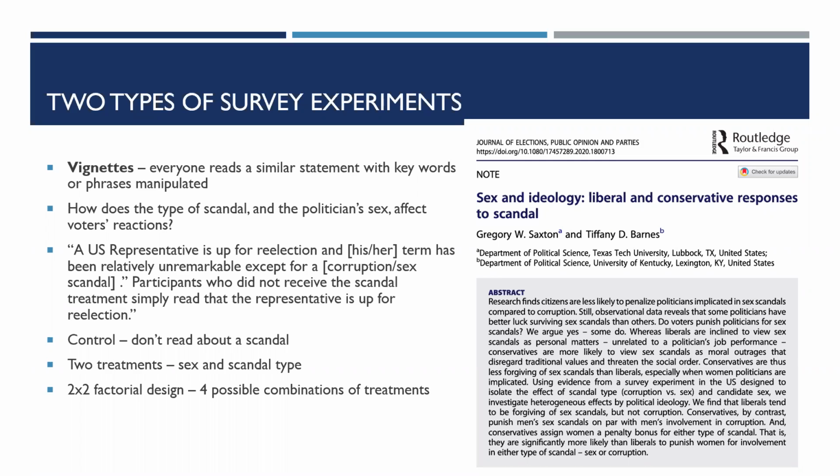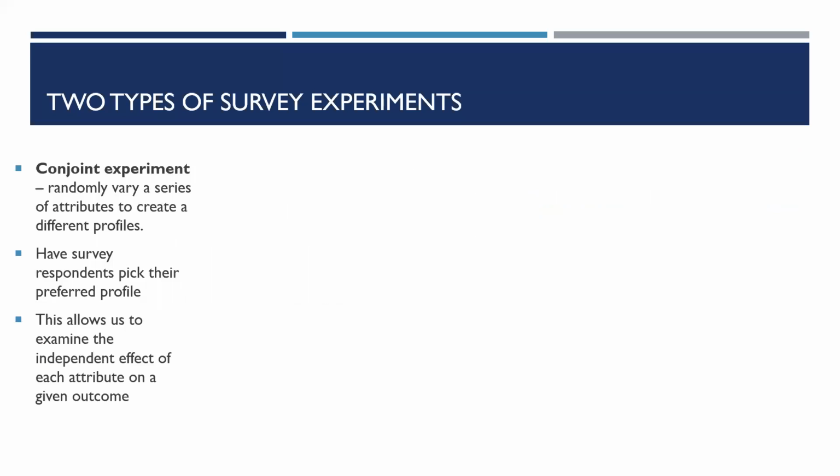And this creates what we call a 2x2 factorial design. So if we have one set of treatments that's politician sex, and one set of treatments comprised of 2 different types of scandals, multiply that together for 4 possible combinations of treatments that we can compare to those control groups.